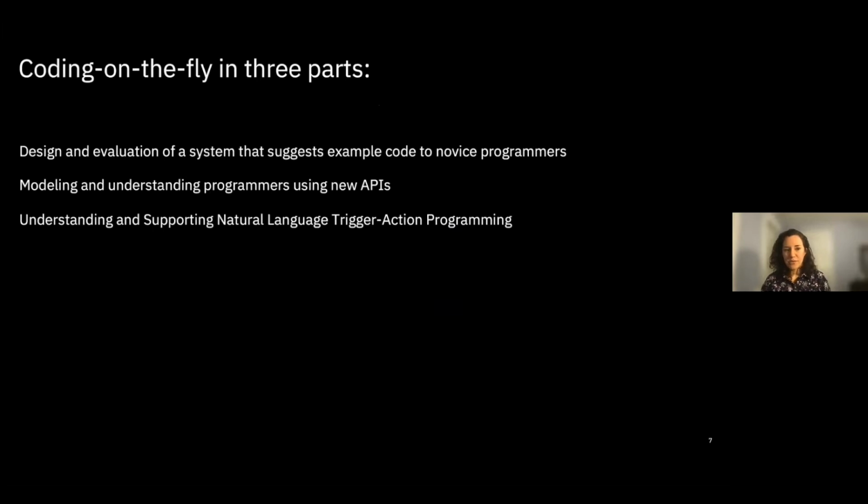So I have three pieces that I'm going to talk about tonight. The first is the design and evaluation of a system that suggests example code to novice programmers, specifically young novice programmers. The second is about understanding programmers who are using and learning new APIs. And then the third is about understanding and supporting people who are using natural language to do trigger action programming for business automation.